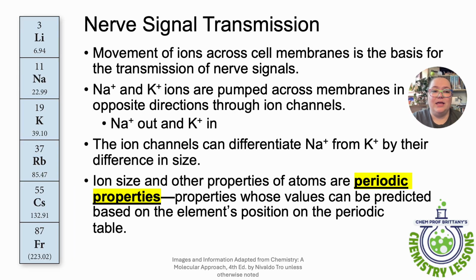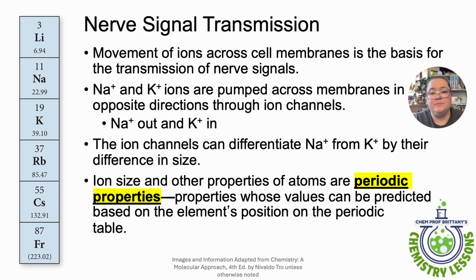So, movement of ions across the cell membrane is the basis for the transmission of nerve signals in your body. And we have sodium and potassium ions that are pumped across membranes using these ion channels that they can move across. The structure of that's not really important for this, but basically we're moving sodium out and potassium in, right? And so these ion channels that allow for the movement can differentiate sodium from potassium based on the difference in size.